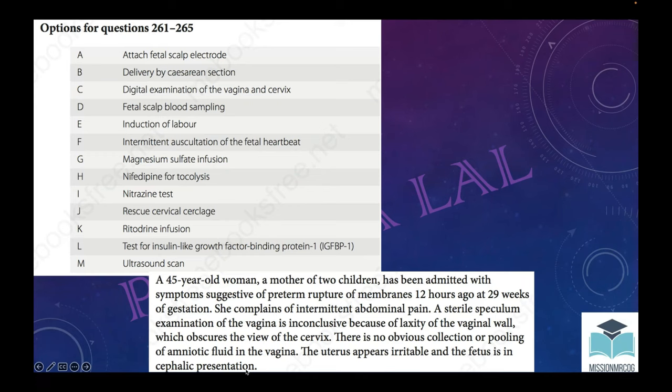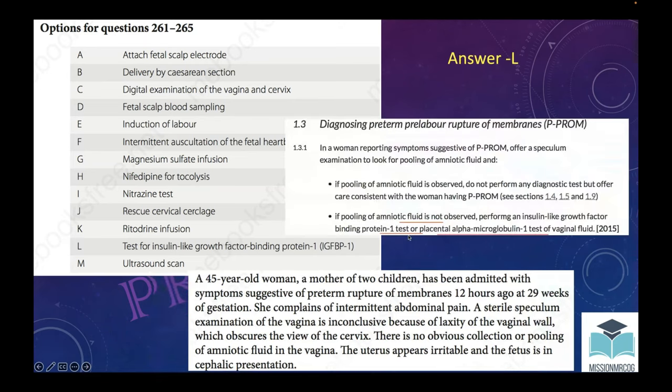Yes, ma'am. Test for insulin-like growth factor. Insulin-like growth factor binding protein. Yes. Because you are not sure of rupture. So, the answer is L, that is, test for insulin-like growth factor binding protein.